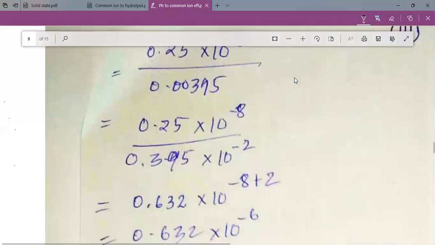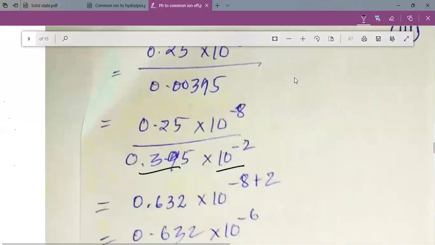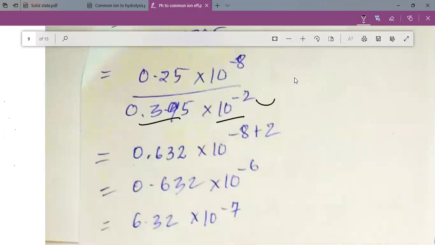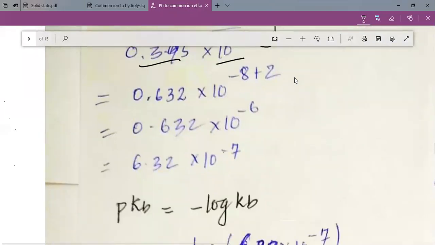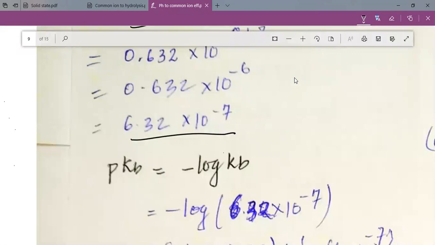By doing this calculation, for 0.00395 we can write 0.395 into 10 to the power minus 2, and ultimately when this power goes up, it turns positive, and finally we get this answer, 6.32 into 10 to the power minus 7. So this is the value for Kb that we get.